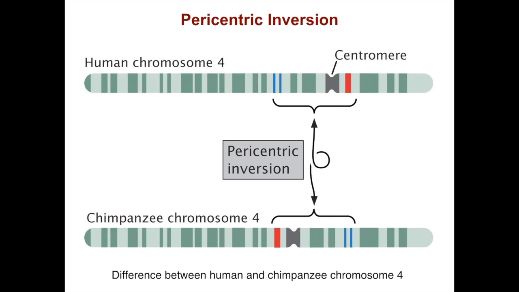Several human chromosomes only differ from those of chimpanzees by a pericentric inversion. Now, these inversions can change gene expression. So it is possible that changes in gene expression in these genes that have undergone a pericentric inversion is responsible for some of the differences between humans and chimpanzees. And chromosome 4 is just an example. There are other chromosomes that differ between humans and chimpanzees in just this way.